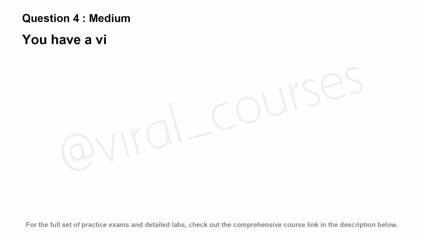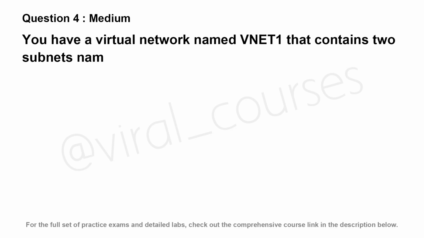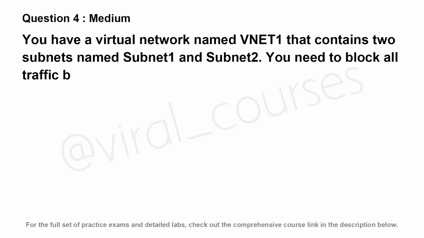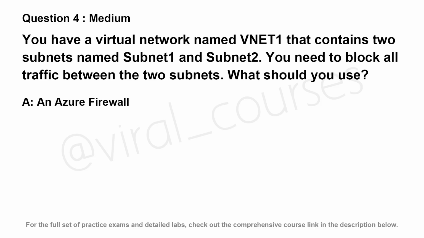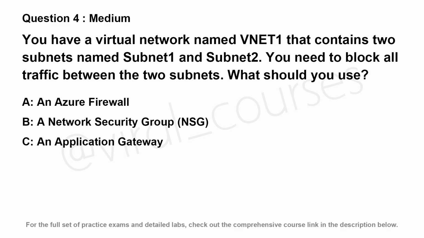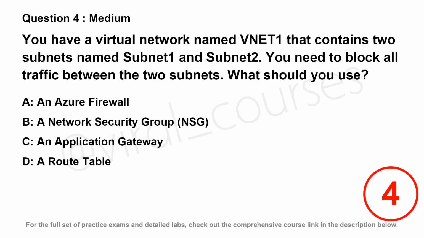You have a virtual network named VNET1 that contains two subnets named Subnet 1 and Subnet 2. You need to block all traffic between the two subnets. What should you use? Option A, an Azure firewall. Option B, a network security group, NSG. Option C, an application gateway. Option D, a route table.